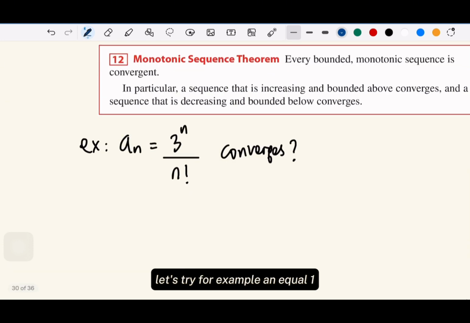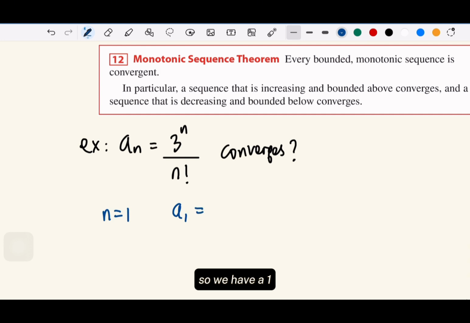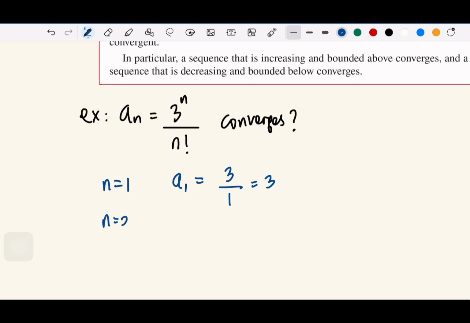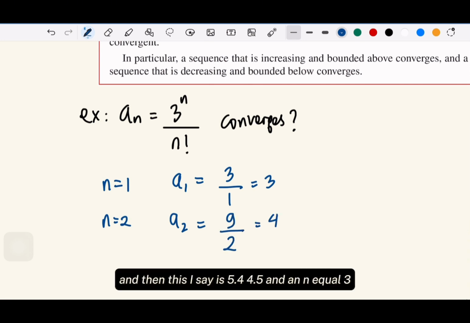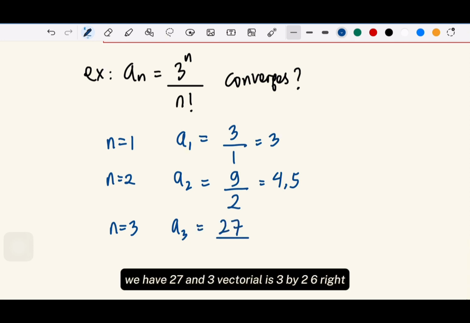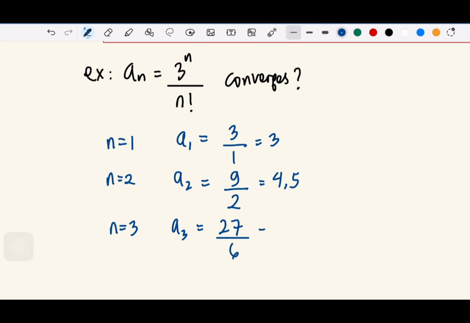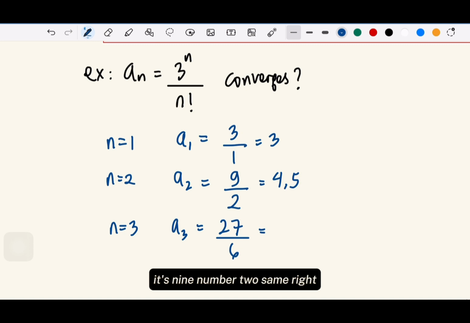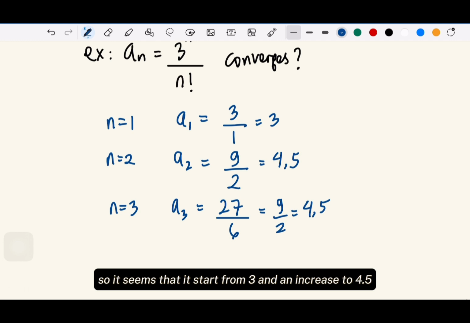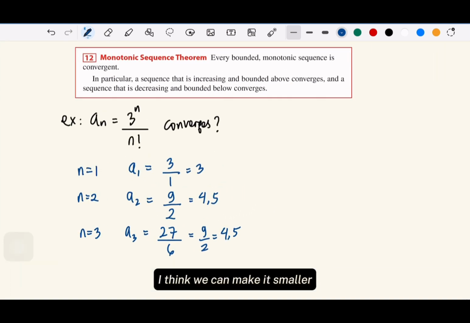Let's try, for example, n equal 1. We have a1, it's 3, and 1 factorial is 1, so it's 3. Then try n equal 2. 2 factorial is 2, and this is 4.5. Then n equal 3, we have 27, and 3 factorial is 6. We can divide by 3, it's 9/2, the same, right? So it seems that it starts from 3, increases to 4.5, and then stays at the same value.